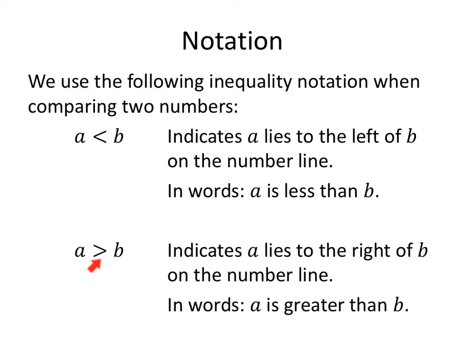Here we have A, and then a different symbol B, and this symbol indicates that A lies to the right of B on a number line, and we say that A is greater than B. Again, we could have a little line underneath to make it greater than or equal to, but it's the same idea. It's still to the right of B.